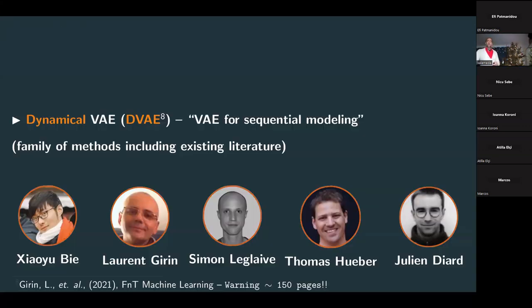that are able to process sequences of data, right? So we took a look at the literature, and of course, there were a few models that were doing that. And we unified them in a review paper that we published in Foundations and Trends in Machine Learning. And this was done, of course, in collaboration with a few people, because it's a huge effort. So Xiaoyu was our PhD student, that's now a postdoc at Telecom in Paris. Then Laurent, Simon, Thomas, and Julien. And if you want to read that, of course, you're invited to do that, but take it easy, because the paper is, I think, like 150 pages long. So unless you are an exceptional, wonderful mind, it might take some time to digest.